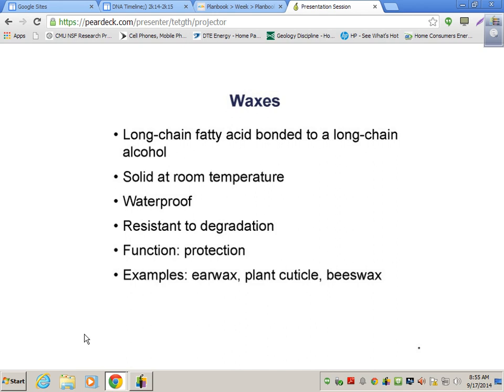Looking at earwax, I'm not going to have you pick your earwax out and look at it. You guys can do that in the morning. Plant cuticle, we understand that plants have this substance that keeps their leaves dry, and beeswax would fall under this category as well. That's what keeps bacterial infections and things like that out of their hives.